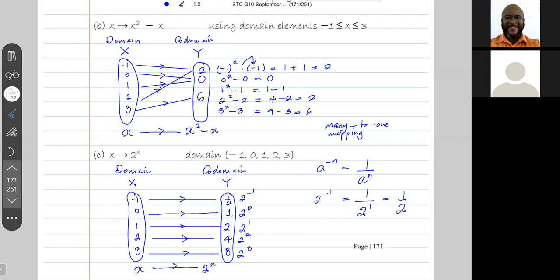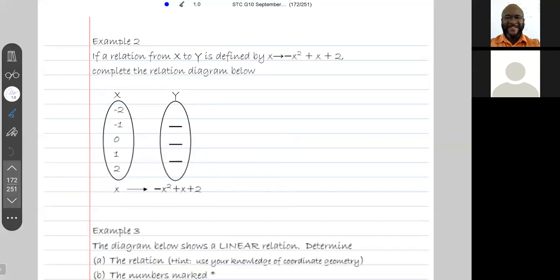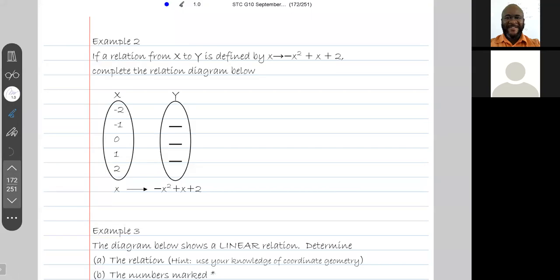All right. So this is how you write this domain. You draw this relation diagram, and this is a 1 to 1 mapping. All right, let's turn the page. All right, example 2. Guys, let's see what you all can do for example 2.